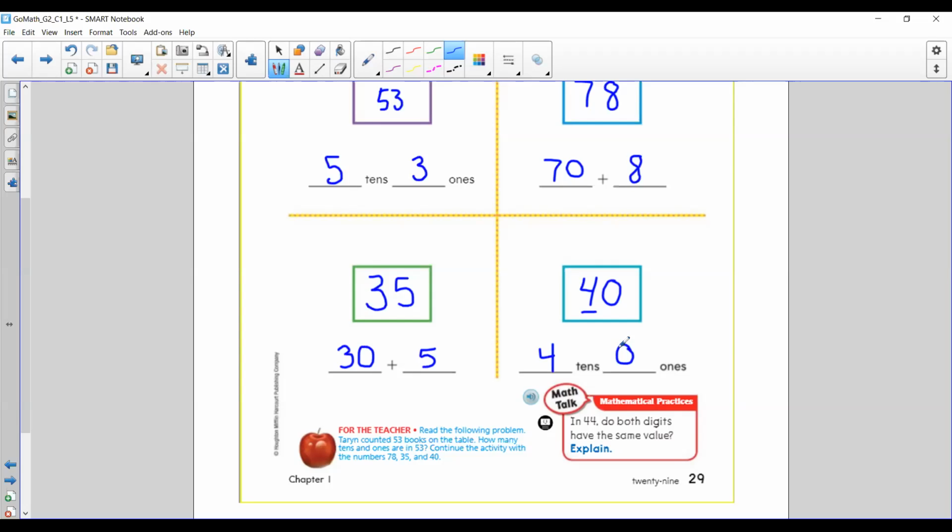And then we move on to our math talk. In 44, do both digits have the same value? Explain. So I'll let you talk about that with your teacher or with someone in your family or another classmate. And then we'll go to the next page.